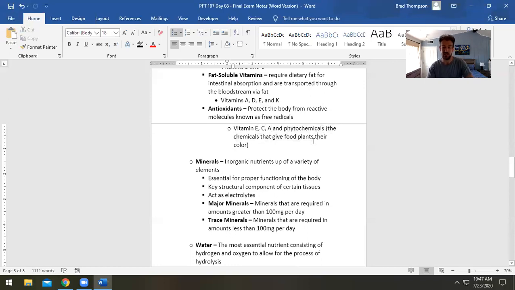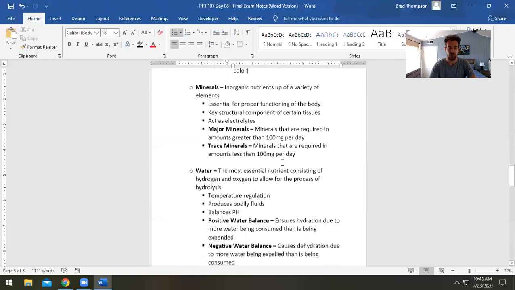And phytochemicals are things like beta carotene or anthocyanin, things like that that are giving foods their color. So the more colorful your food is, the more phytochemicals it has, and therefore it is much more likely to be really rich in antioxidants.